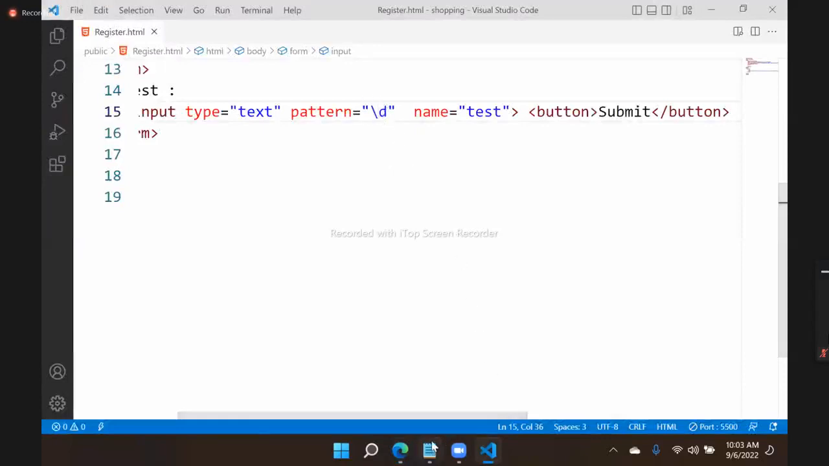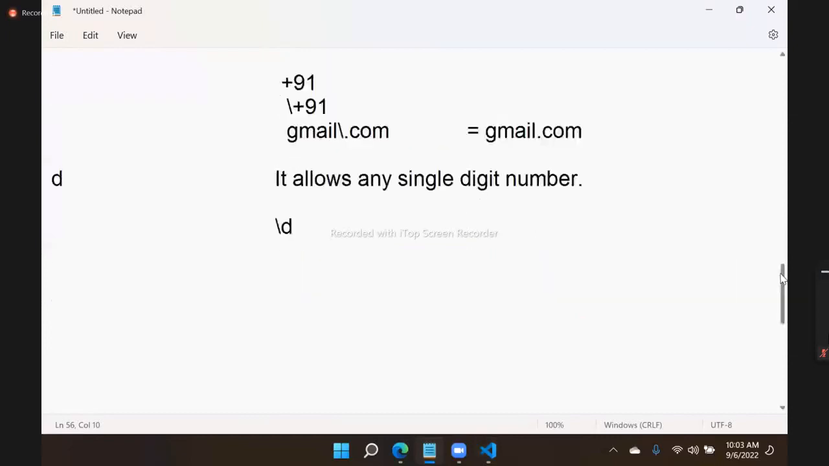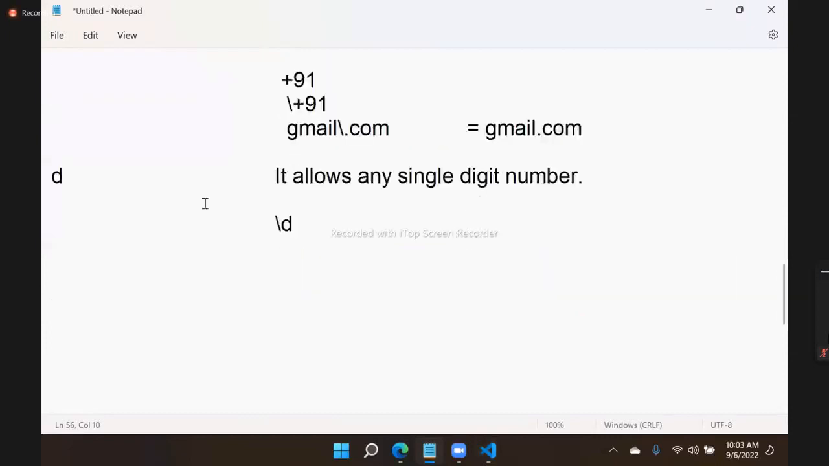So you cannot use D directly. You have to use slash D. D is the meta character, but we don't use it directly; we have to use it with a slash. This indicates suppose 1 or 3 or 4. So you can do 0 to 9. Anything you can define, 0 to 9.